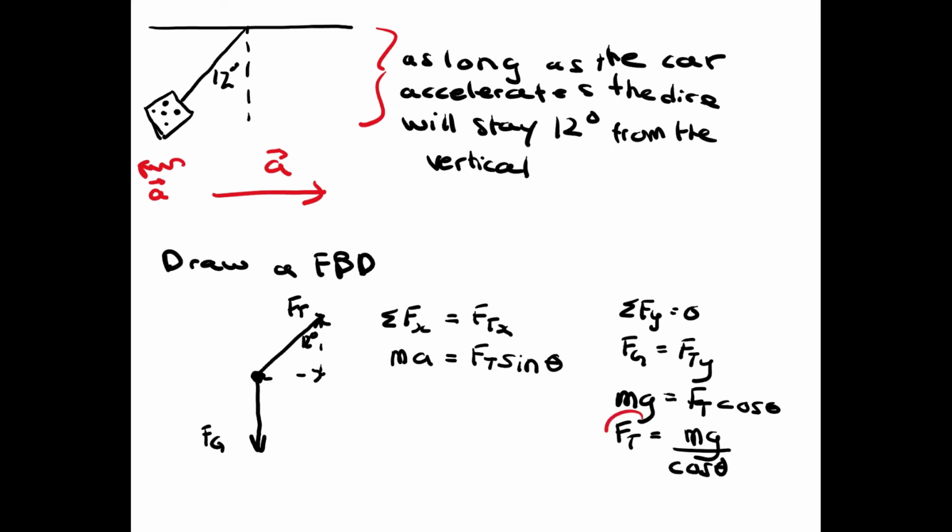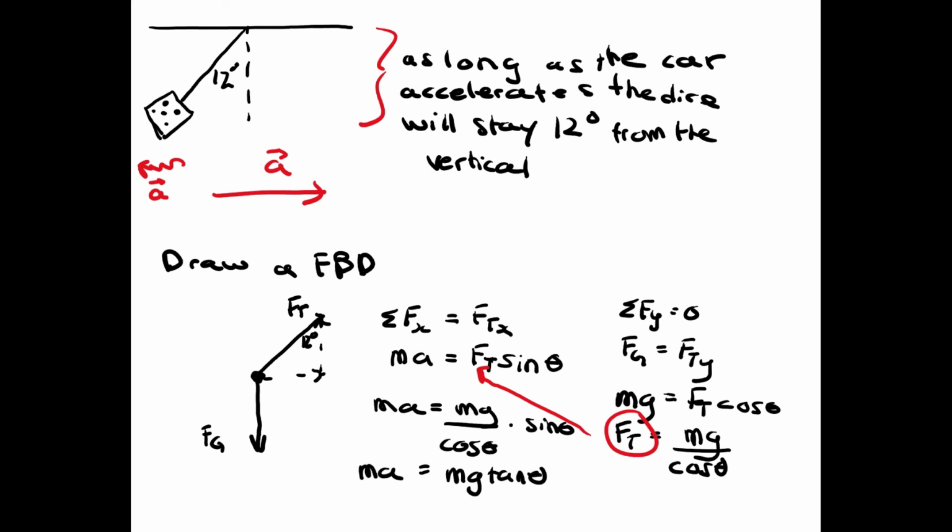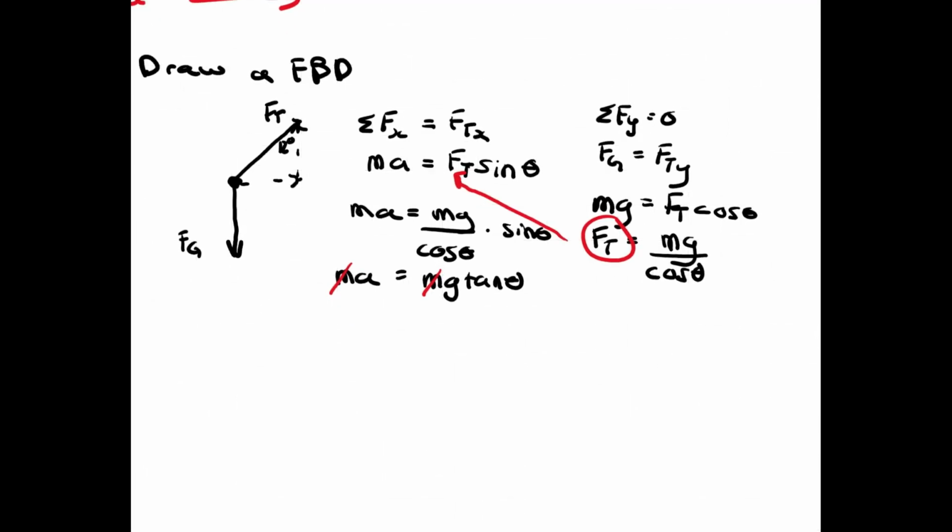And now we want to take what we've solved in terms of the force of tension and plug this in here. Oh, that should have been in red. My apologies. We want to sub this in here for FT. So when we do that, we get that ma is equal to mg divided by cos theta times sine theta. We know that sine theta divided by cos theta is equal to tan theta, so this is mg tan theta equal to ma. We can also cancel out these m's here. So then now we have a is equal to g tan theta, which is what we're solving for. We want to know what a is.